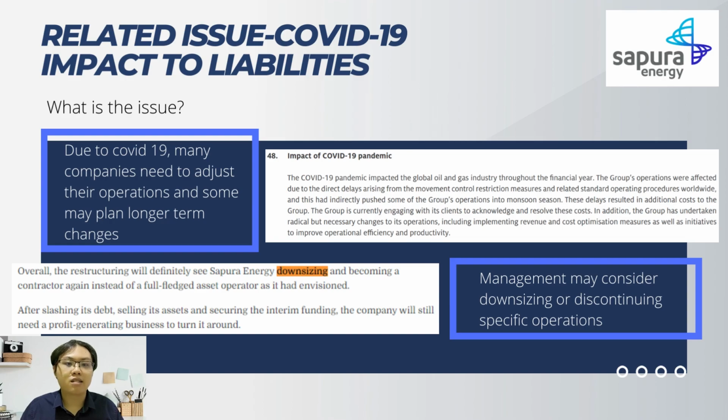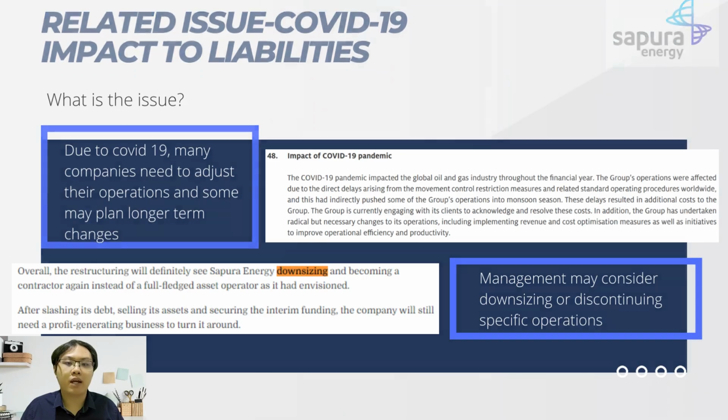Due to the direct delays arising from the movement control restriction measures and related standard operating procedures, the Sapura Energy operation has been affected, and this resulted in additional costs to them. To overcome the circumstance, the management may consider downsizing or discontinuing some specific operation through a restructuring plan.